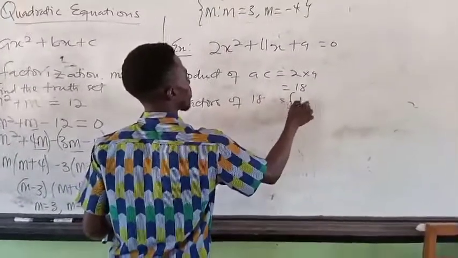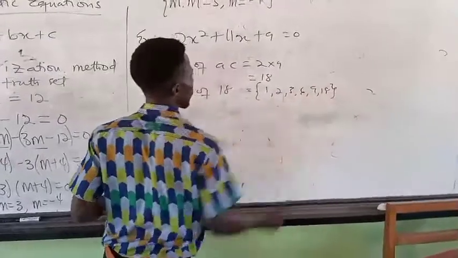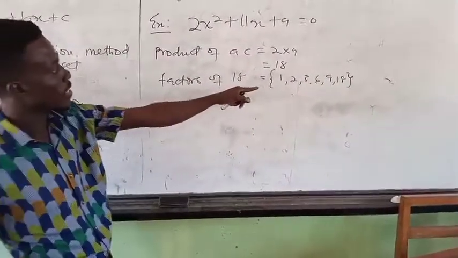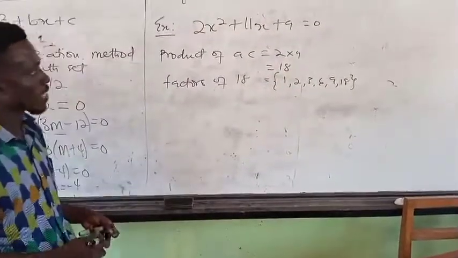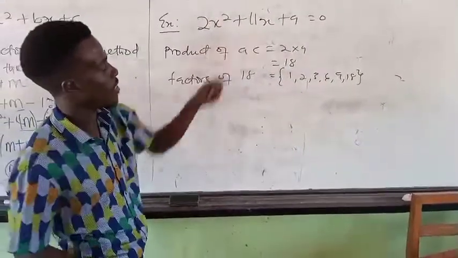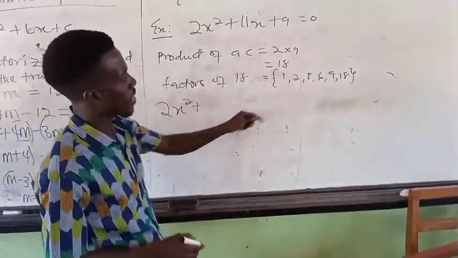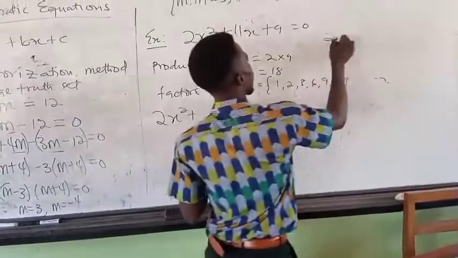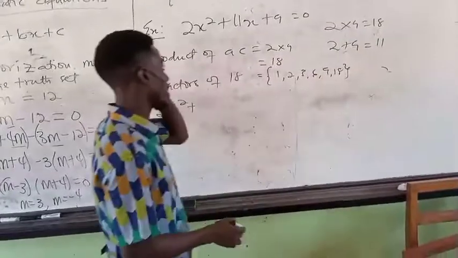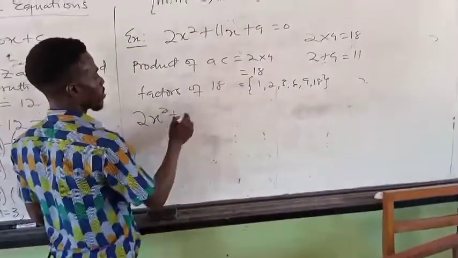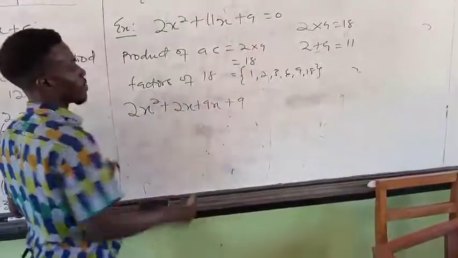The factors of 18 are 1, 2, 3, 6, 9, 18. You pick two numbers from here, and those two numbers, make sure when you multiply you get 18, when you add you get 11. That's this number. So what number can we think of? We can think of 2 and 9. This is because 2 times 9 is 18 and 2 plus 9 is what? 11. So in place of 11x, we put 2x plus 9x, and our last number is plus 9.